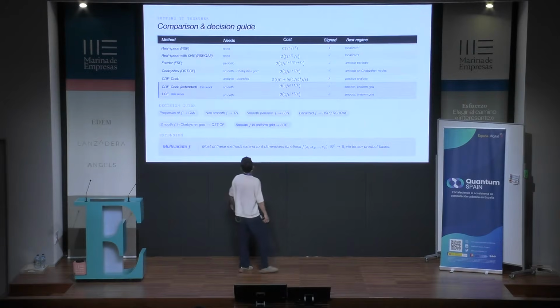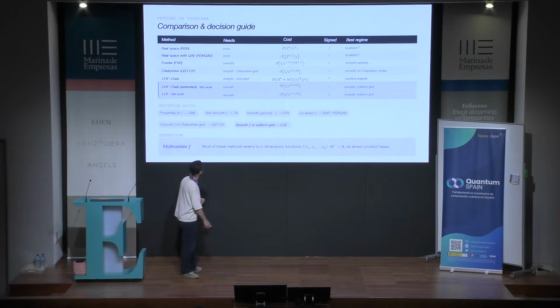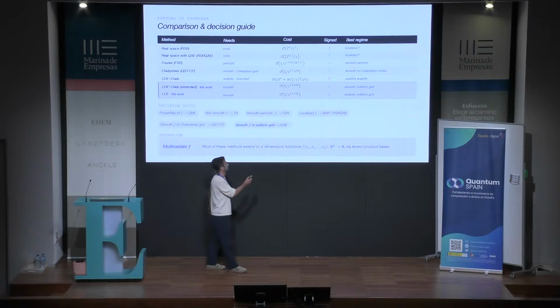Okay. So, here is a summary of all the methods and complexities. And the other contribution that I give in this work is the decision guide. Depending on the properties of the function, we can decide what method to use for extracting the function. For example, if we just need properties of the function f, we use a quantum machine learning method. If f is not smooth, some tensor networks. If f is smooth and periodic, we can go with Fourier. If f is localized, meaning just some amplitudes are different from 0, we can go with measurements or measurement with quantum amplitude estimation. If f is on the Chebyshev grid, the method with Chebyshev.